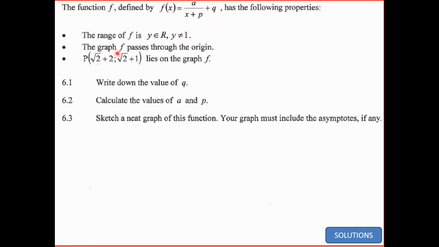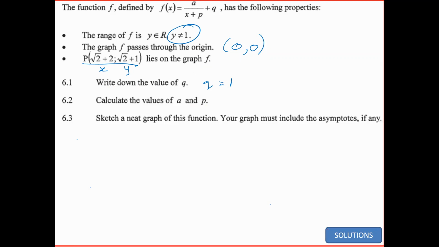We carry on to read. The graph of f passes through the origin. If it passes through the origin, what do we know? What are the coordinates of the origin? 0, 0. There's another point they're giving us that lies on the graph. Remember, that's your x and that's your y. First question is to write down the value of q. Well, we just spoke about it, the value of q is equal to 1. Now they say calculate the values of a and p.